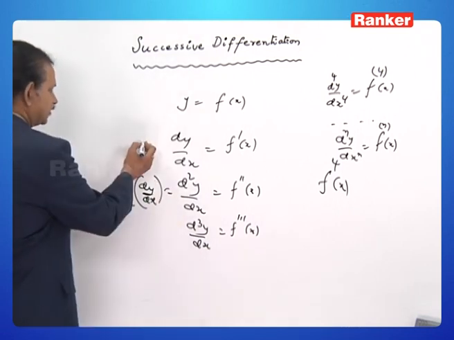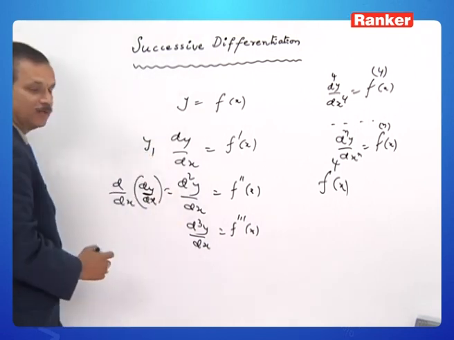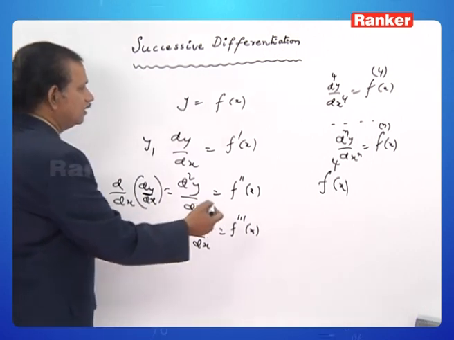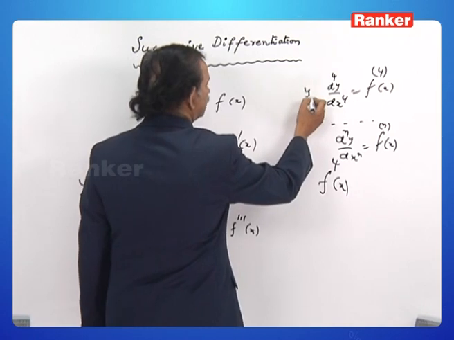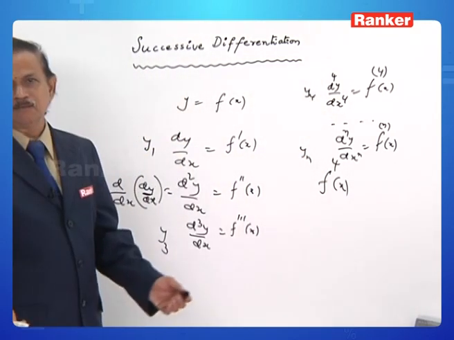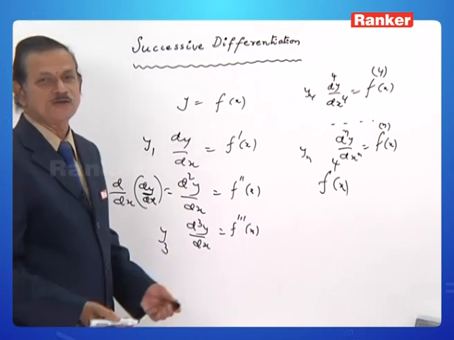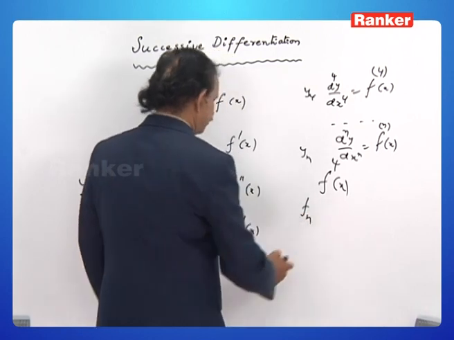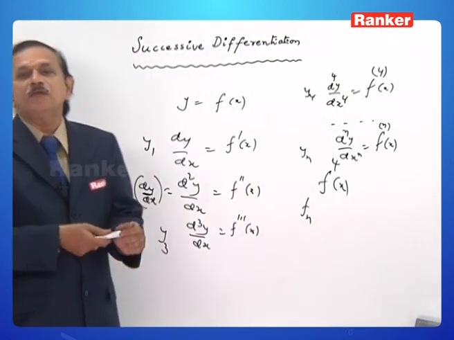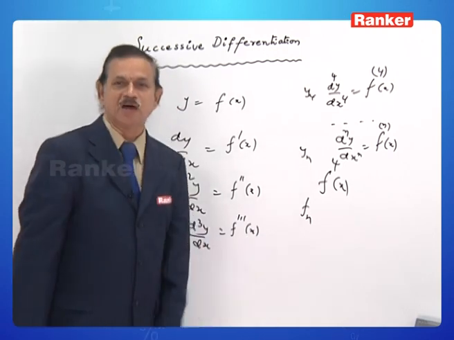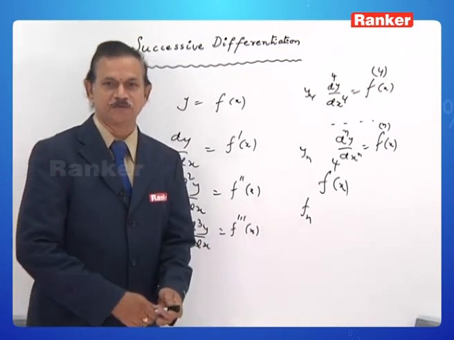This dy by dx is now and then written as y1. This is written as y2. This is written as y3. This is written as y4. This is written as yn, like that. What do you mean by yn? It's nothing but the nth derivative of y. And some others also use fn to mean the nth derivative of f. This is the symbolic part of differentiation, the successive differentiation.